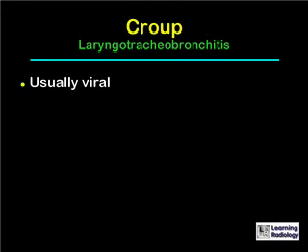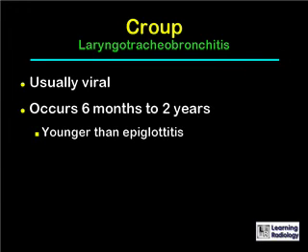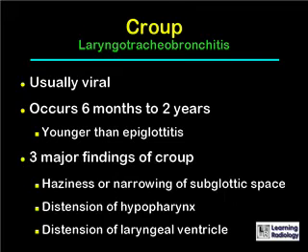Croup, or laryngotracheobronchitis, is usually viral in origin. It occurs between 6 months and 2 years, a younger age than those who get epiglottitis. And the 3 major findings of croup are haziness or narrowing of the subglottic space, distension of the hypopharynx, and distension of the laryngeal ventricle.